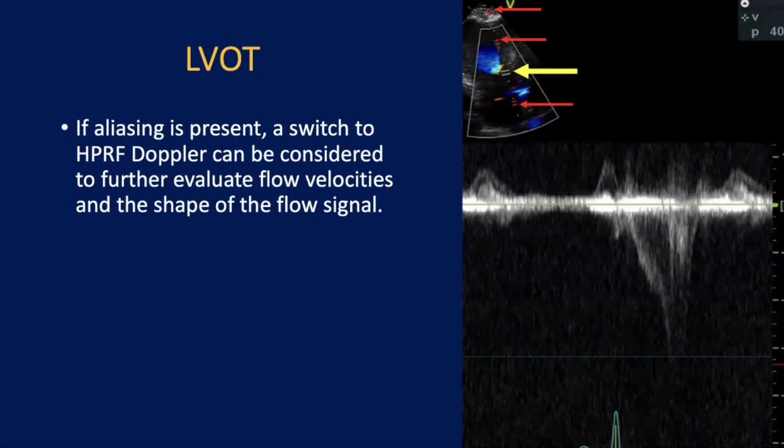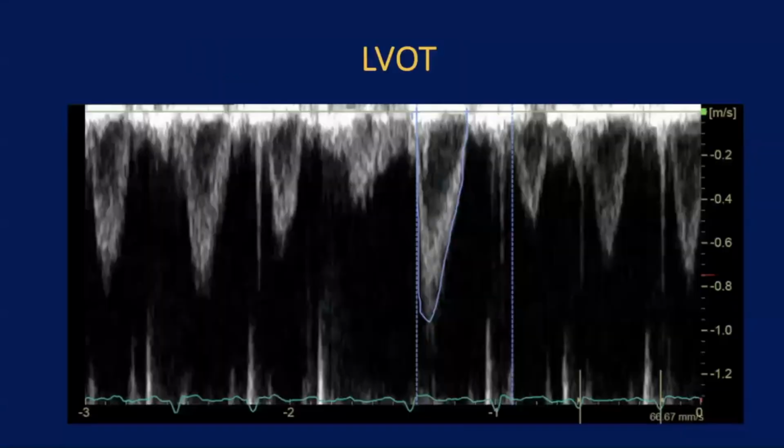Okay, good. And to Dr. Chow's point, once you start to see aliasing, then you realize that's where flow starts to accelerate. If you want to measure the velocity, depending on where you are, then you switch to CW, right? Yeah. Which is what we do routinely.